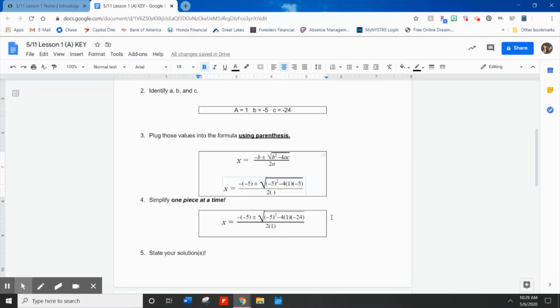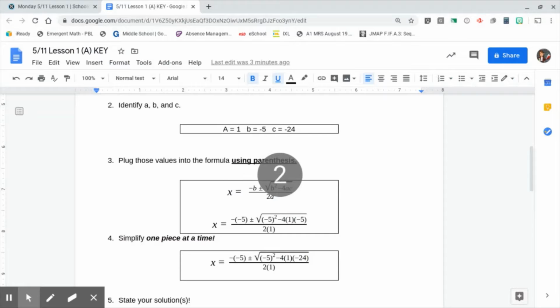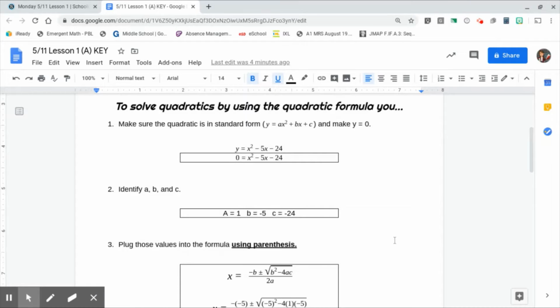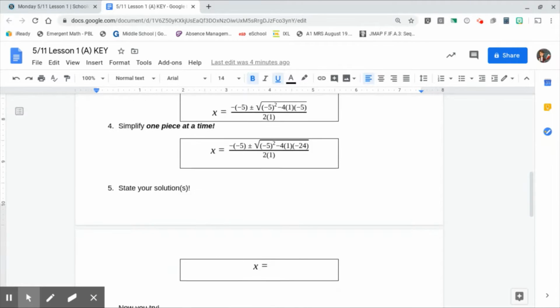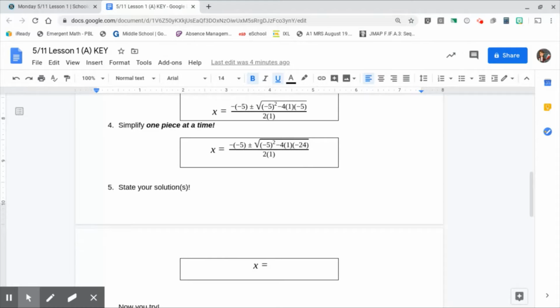And then looking below, we have 2 times a. Again, my a value is 1. So our next step is to simplify one piece at a time. Now this is the part where I feel like we make some mistakes, just based on what I've seen in the past years. So I'm very specific when I say simplify one piece at a time.